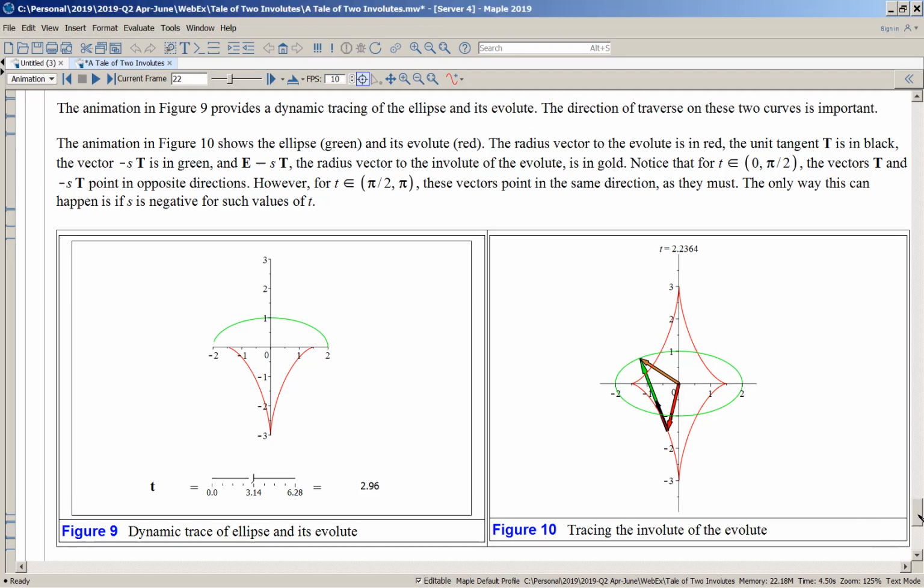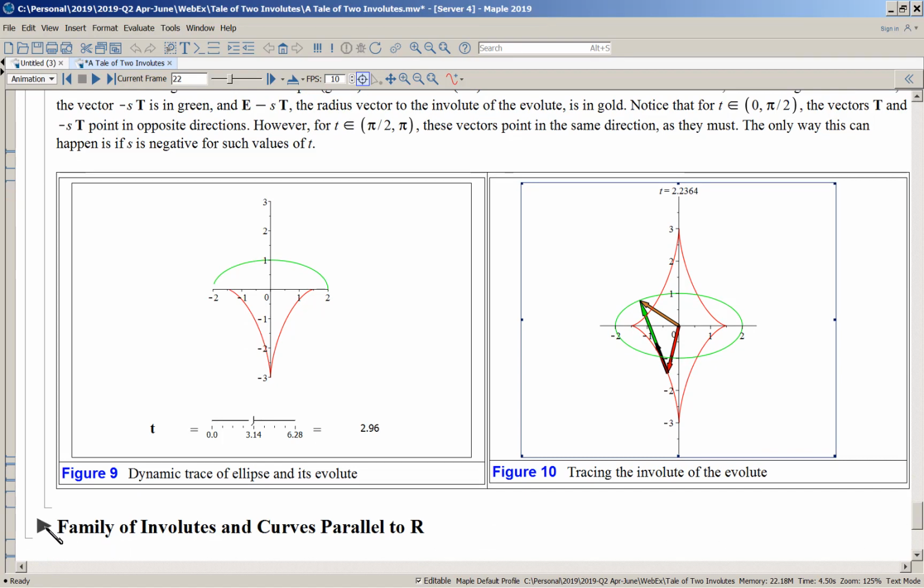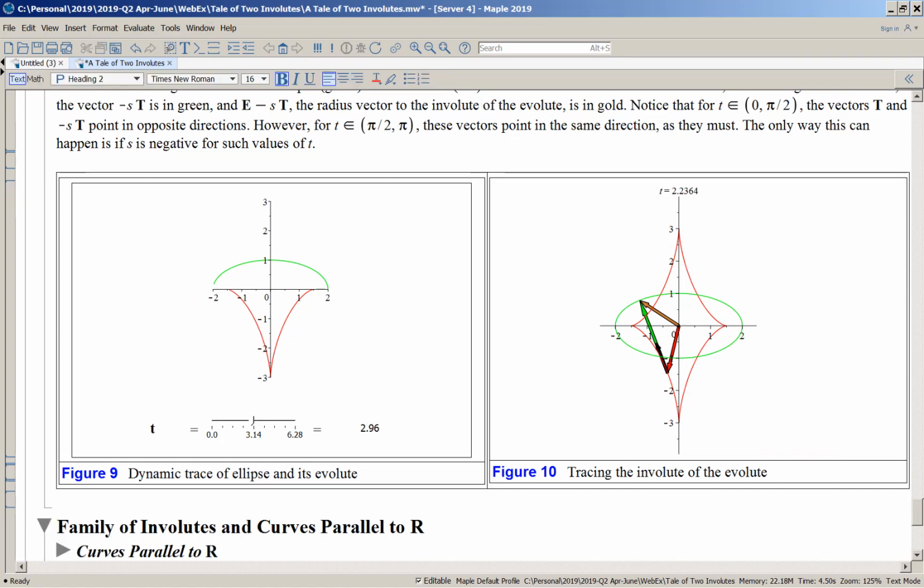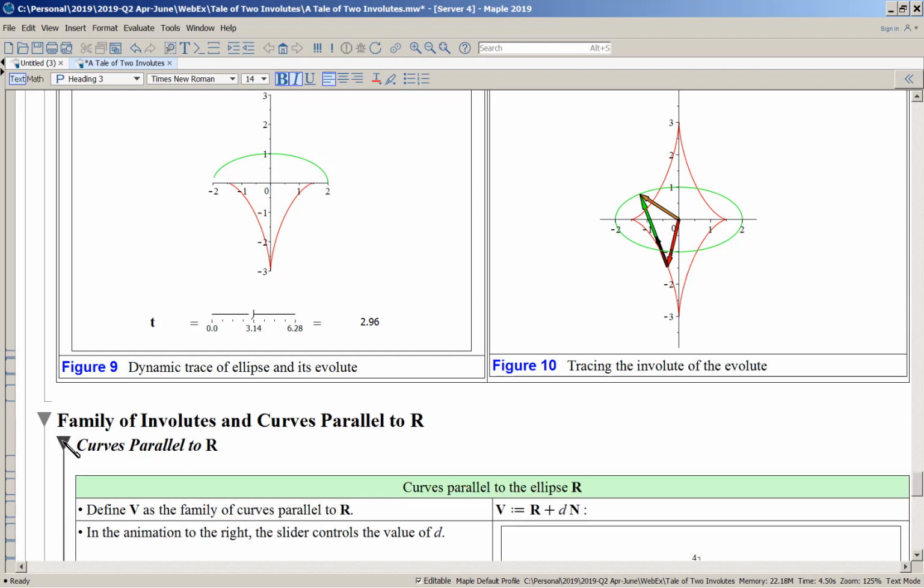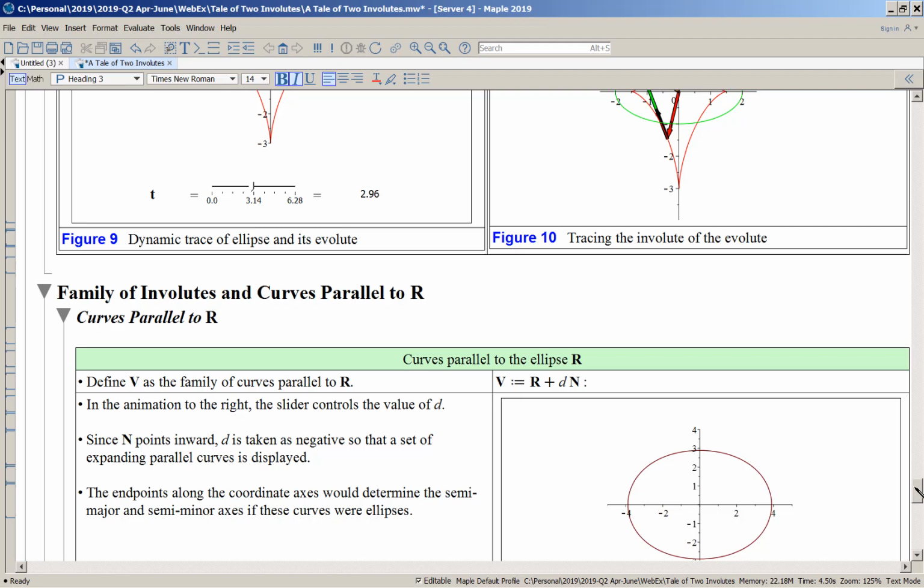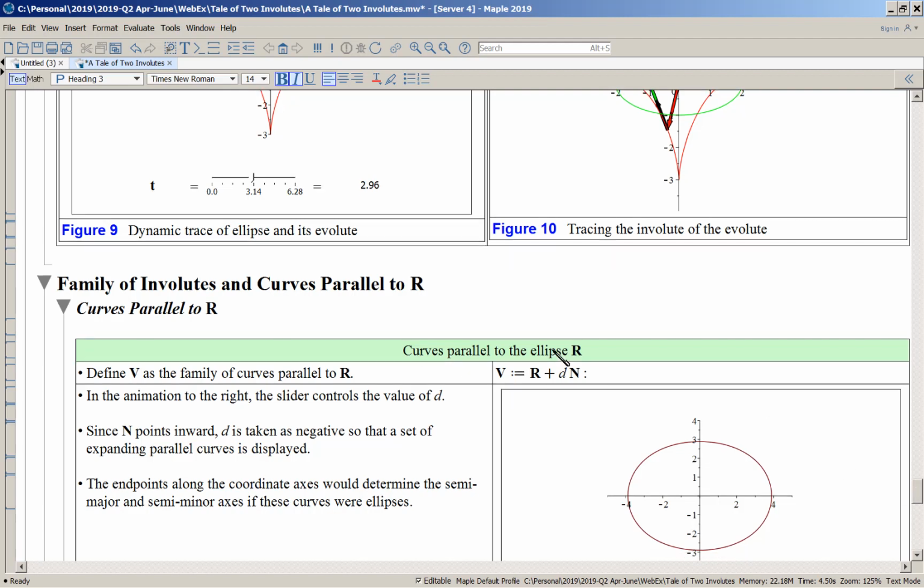So let's now think about this family of involutes and the notion that you're getting a set of parallel curves. So, all right, let's just look at parallel curves. Okay, and let's use the ellipse. So curves parallel to the ellipse. So it's r plus d n, where n is the principal normal. Now remember that the principal normal points inwards.